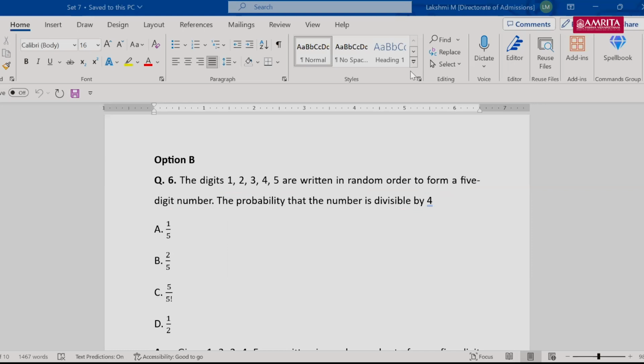This is also a type of question which comes in a lot of competitive examinations, the same type or same category of question.